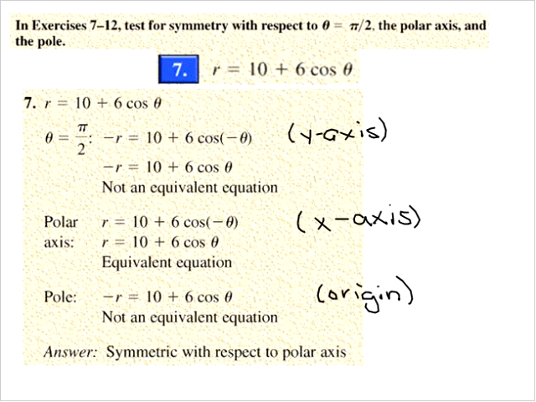They do have you test for symmetry with respect to the line pi over 2, the polar axis, and the pole. The line pi over 2 is simply checking to see if it's symmetrical about the y-axis. The polar axis is checking to see if it's symmetrical about the x-axis. And the pole is seeing if it's symmetrical about the origin. So instead of following these rules of plugging negative in for both r and theta, or just for theta or just for r, I like to graph it and look at my graph and see. So that's what we're going to do for this one.